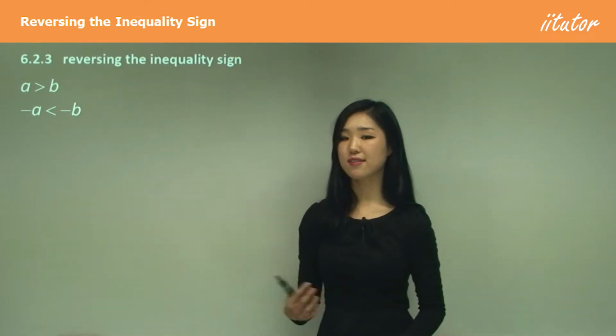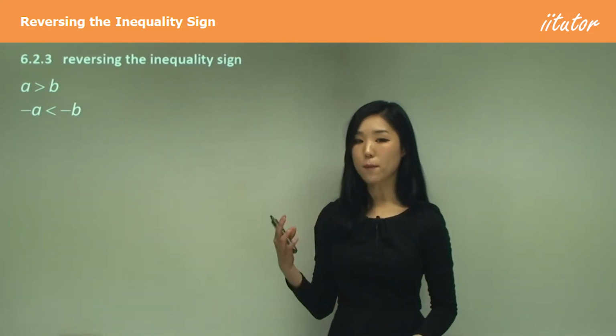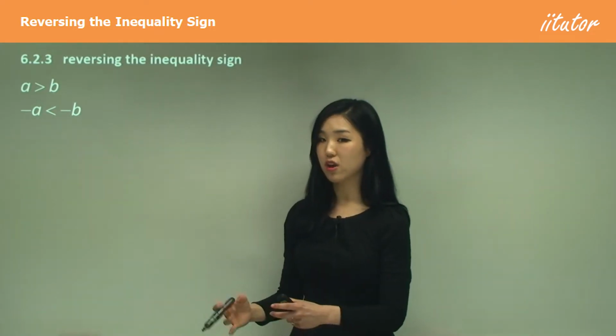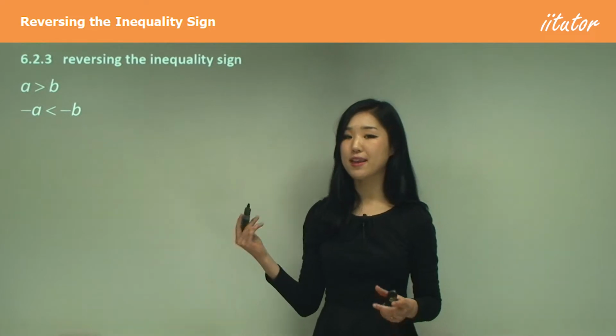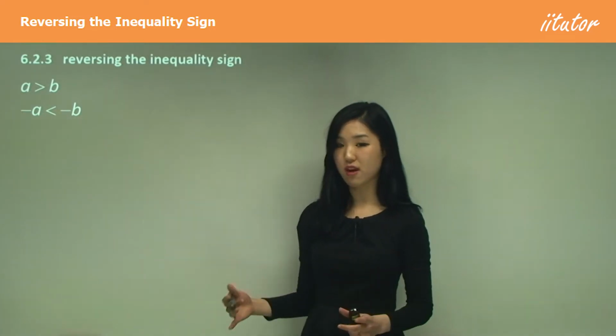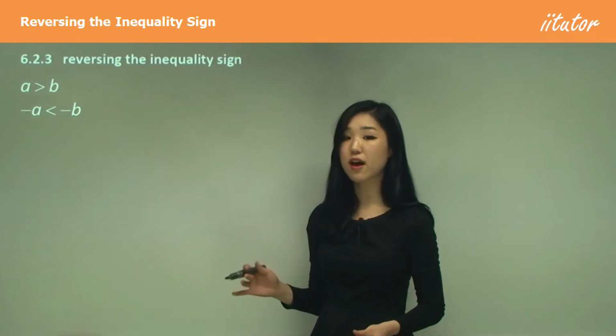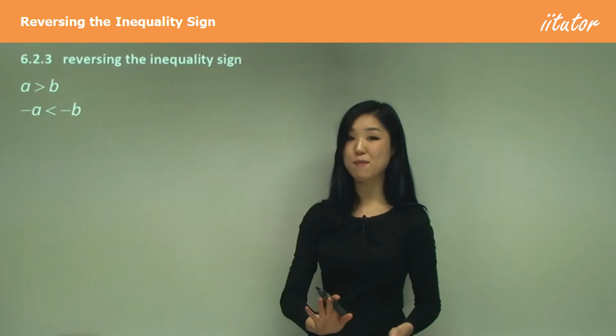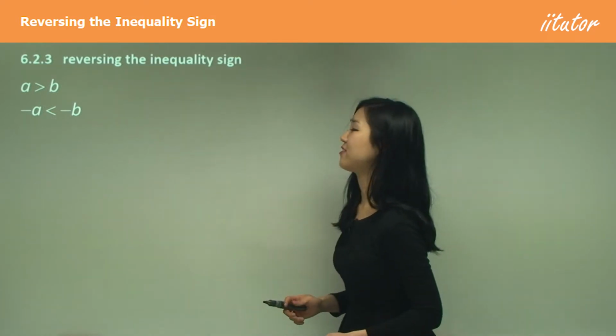So the key thing is this. If you're dividing or multiplying, so this only refers to division and multiplication, if you're dividing or multiplying by a negative number, you always reverse or switch the sign over. So you switch the sign if you're dividing or multiplying by a negative. That's all I want you to remember. Okay, and I'll show you when I get to the questions.